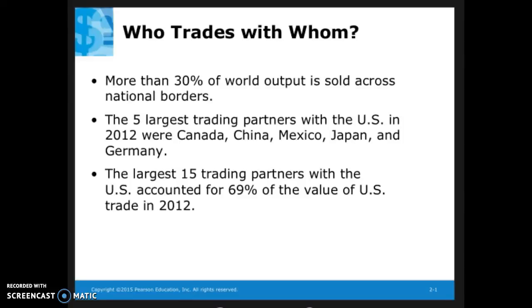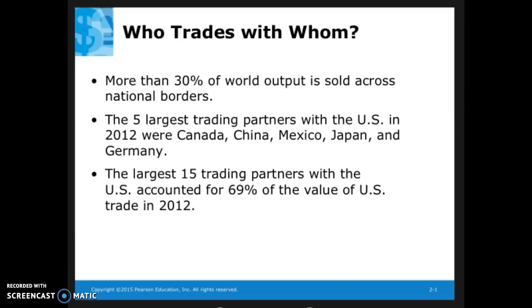Hi class, today we're going to do a discussion of international trade with a brief look into who trades with whom, the size of international trade, and then we're going to be talking about the gravity model and some anomalies within the gravity model. So first, who trades with whom?